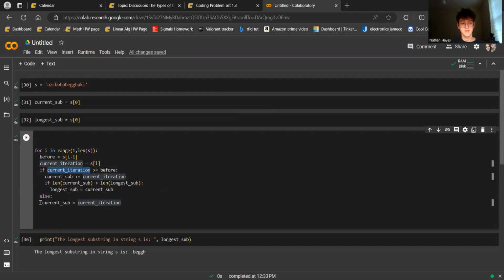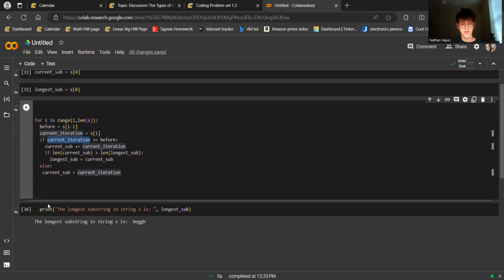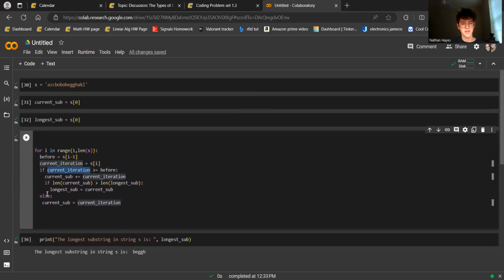I just put an else statement to terminate, kind of like break. I probably could have put break right here instead of else. And then the longest substring is longest sub. Yeah, I didn't know that letters already had a numeric value to them. So that took me a while.